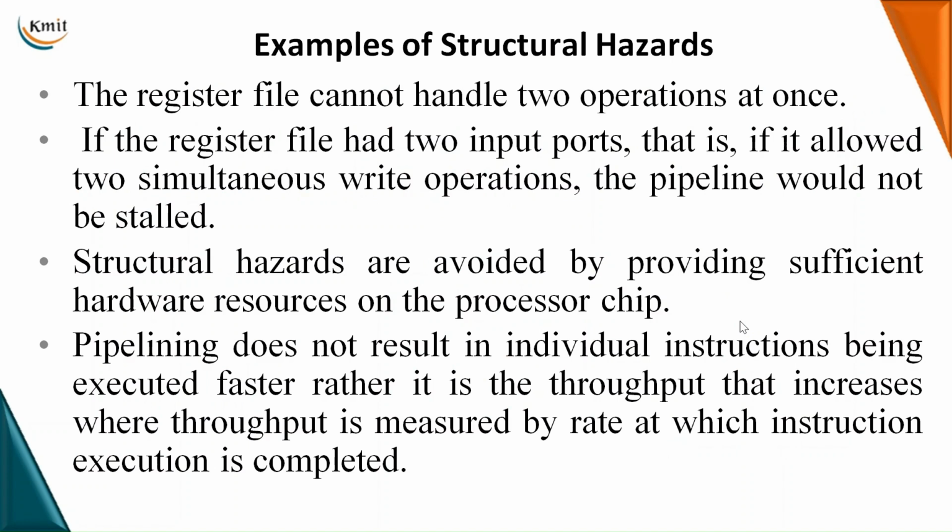The result of pipelining does not depend upon the individual instruction being executed faster. It is the throughput that matters. At some point, the throughput of that particular process has to be increased. So what is throughput? It is the number of instructions which are executed per unit time. It is not about how long an individual instruction takes. The concern is that the throughput of the processor has to be improved, which is the number of instructions executed per unit time.